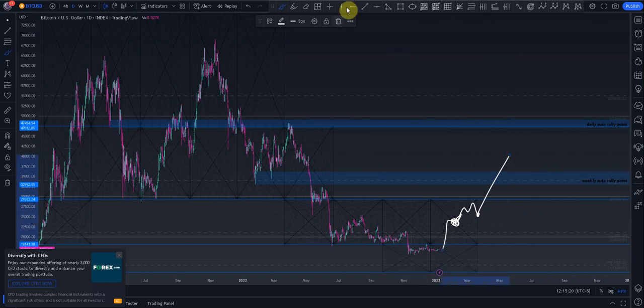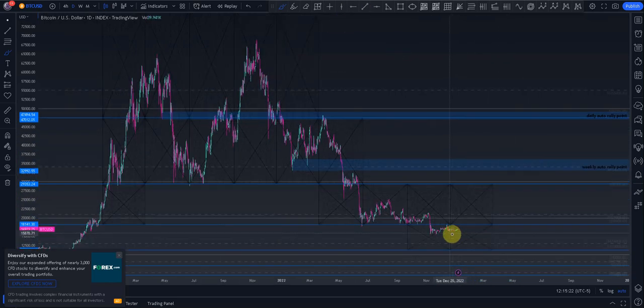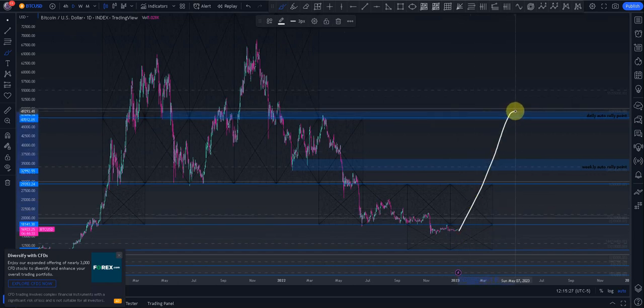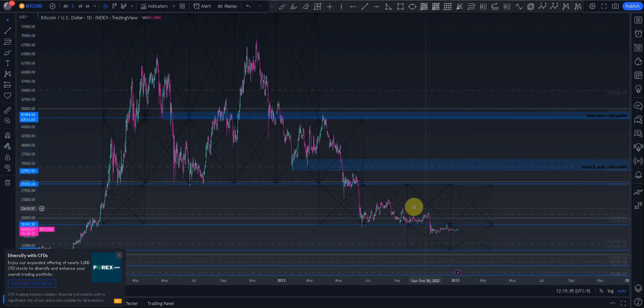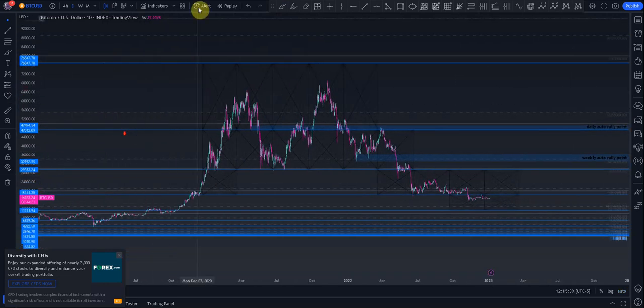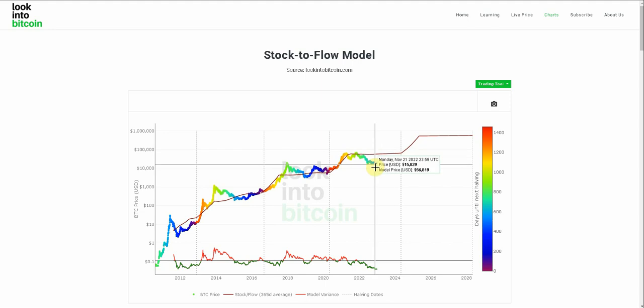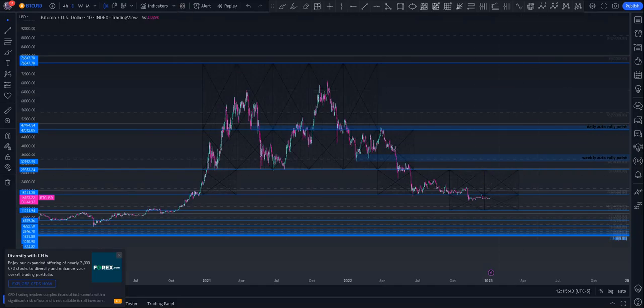Things like that, right? And just through Wyckoff's work, I would not at all be surprised. In a perfect world, I'd like to see price come up in here and maybe solidify itself onto this weekly auto rally point before a continuation higher, right? But just trying to build my positions. In a perfect world, Bitcoin continues higher and we're just building positions the whole time.